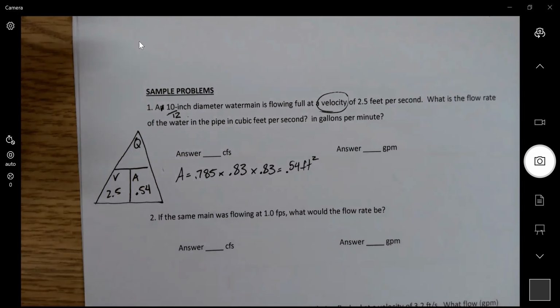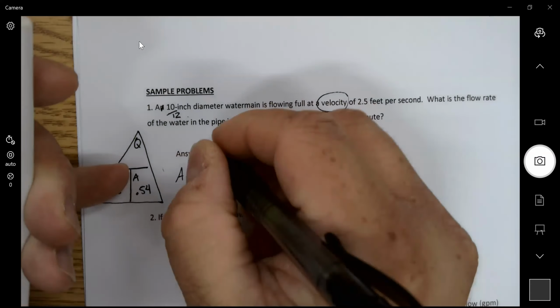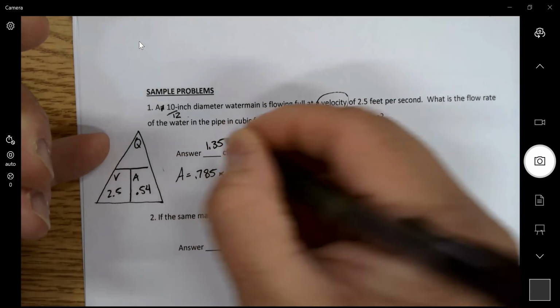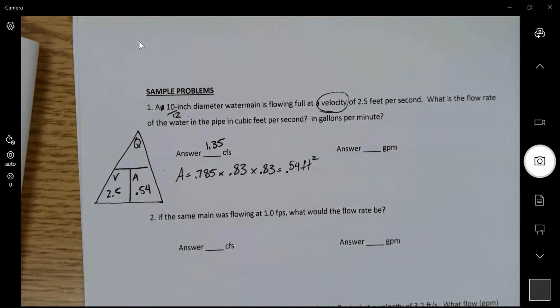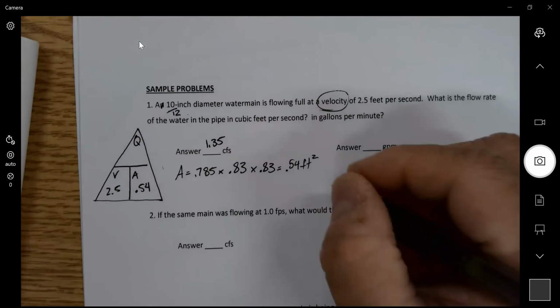Now to solve for Q, we just need to multiply the two. 2.5 times 0.54 is going to give me 1.35 cubic feet, so 1.35 cubic feet per second.